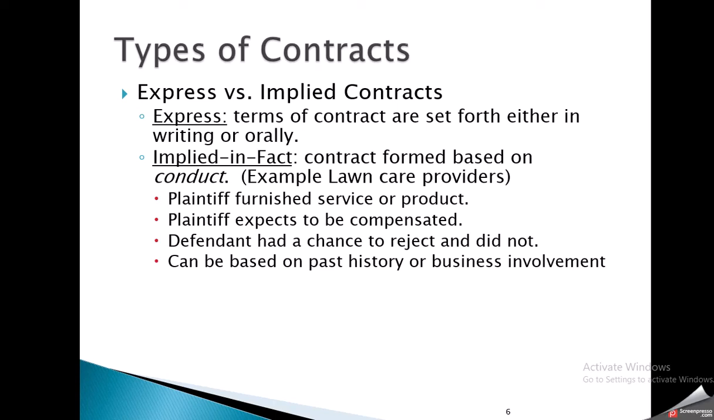An implied contract is based on past history with that person. And then there has to be some criteria involved too, but the person has actually provided some sort of product or service. They provided that product or service with the expectation to be compensated. And the defendant had a chance to refuse it, but did not. So my example is lawn care providers.